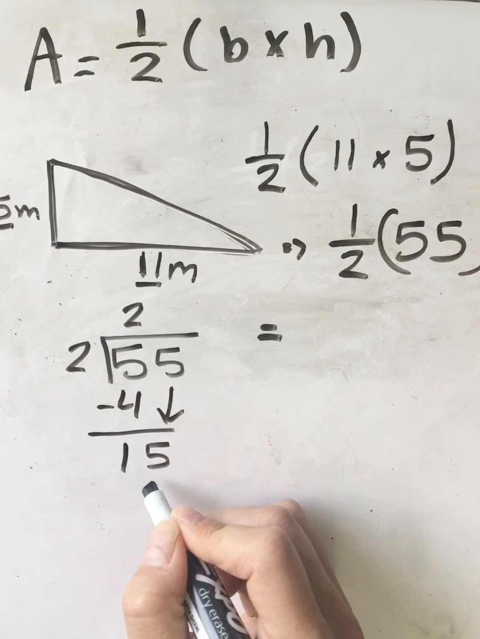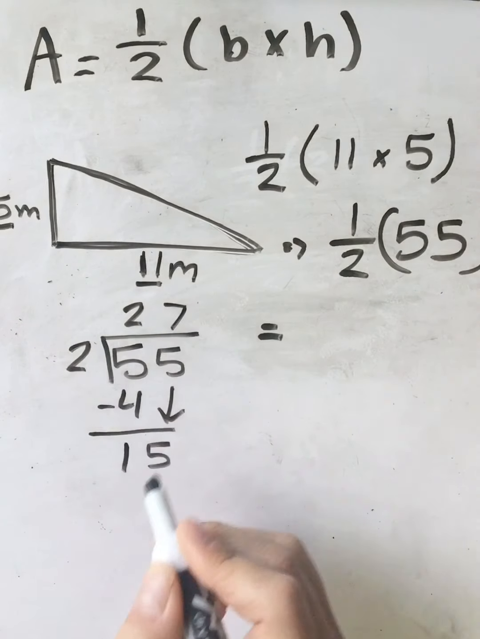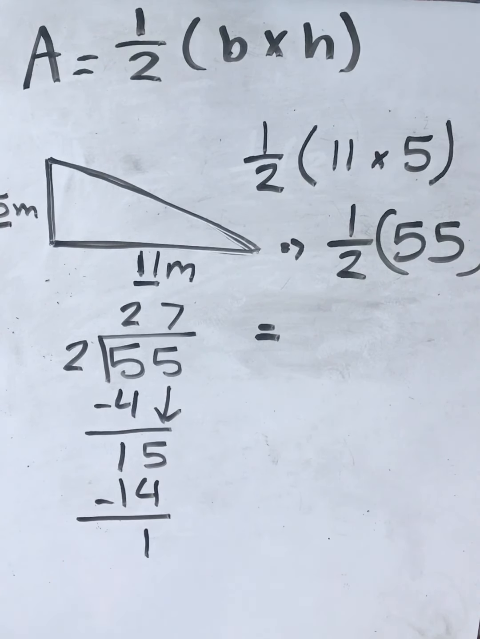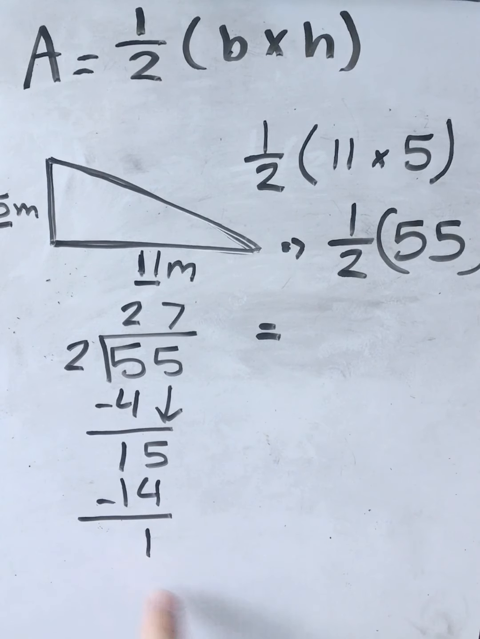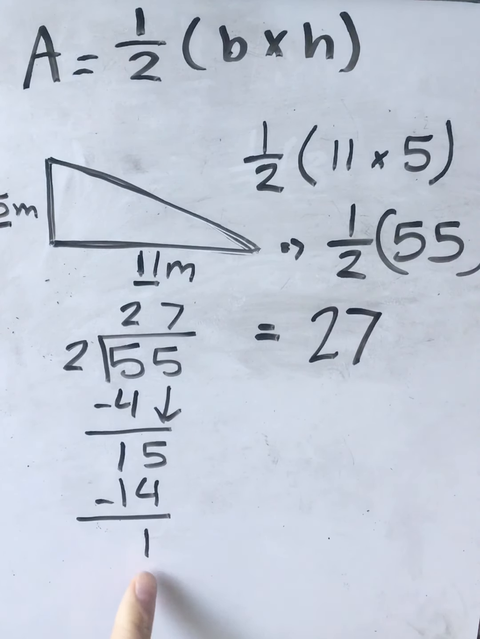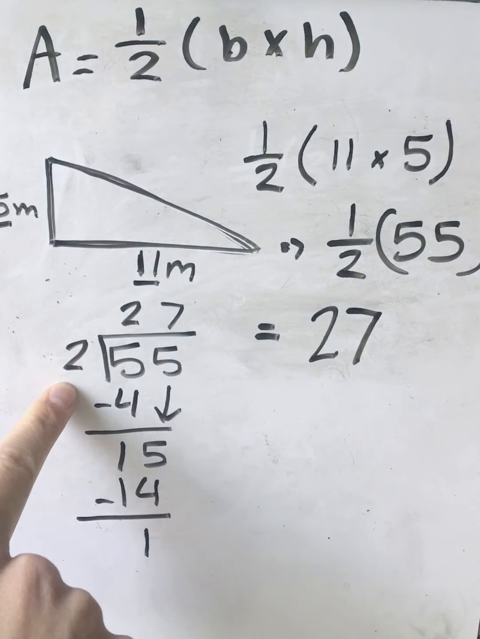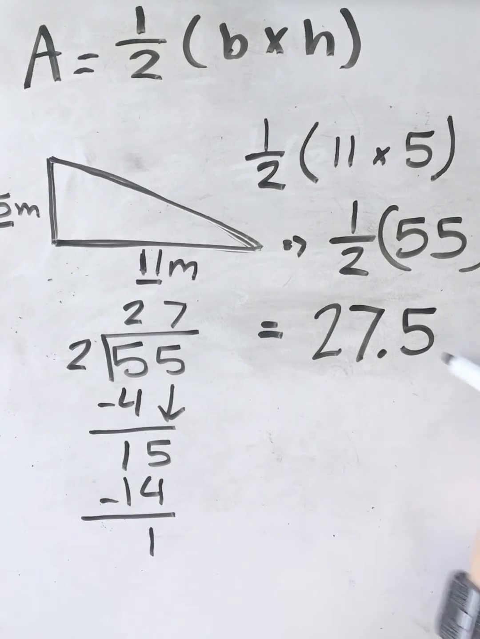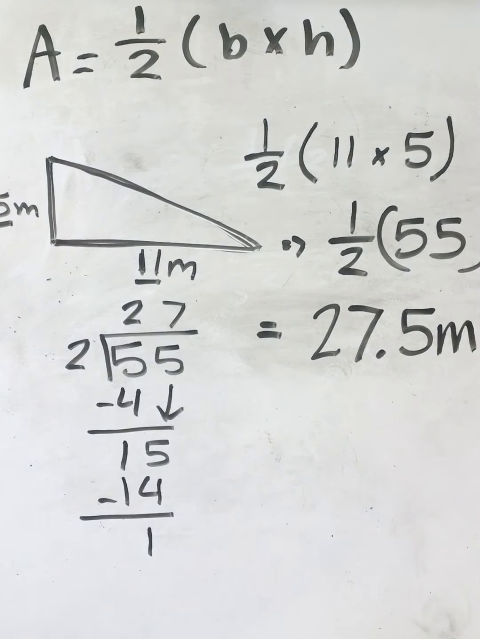2 goes into 15 7 times. 7 times 2 is 14. I get left with 1. But now, when I write my answer, I don't write a remainder of 1. So I get an answer of 27, and it's 1 out of 2, or 1/2, and I'm going to write that as 0.5. So 27.5, my unit is meters, 27.5 meters. Let me do one more problem.